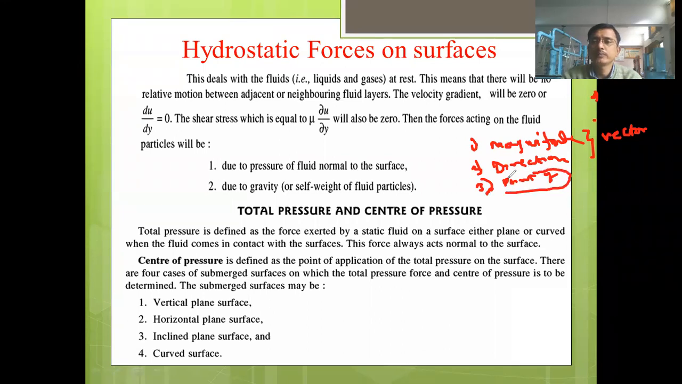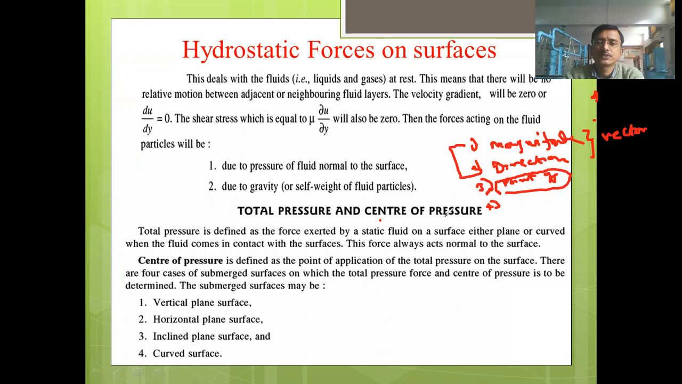Then force has the point of application. Without knowing the point of application, the information about the force is not complete. So we should know what is the point at which force is acting, right? And the last one is the nature of force, whether it is a compressive force or a tensile force. So these things are needed here.